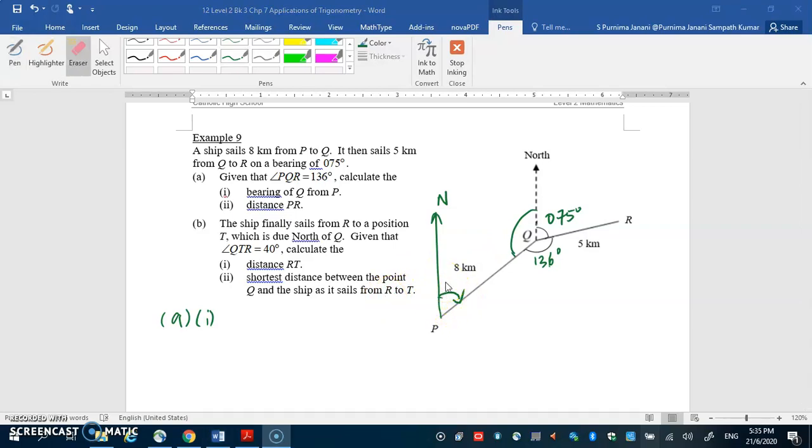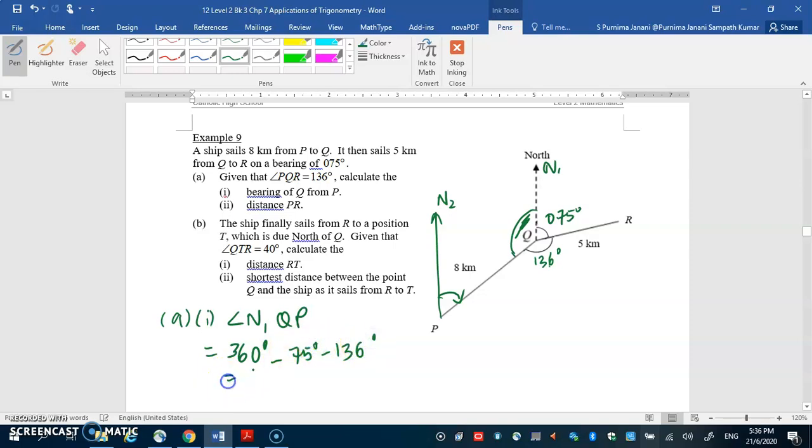So once again, I'm going to call this North 1, and North 2, so it's easy for us to label the angles. N1QP, this angle here, will be 360 minus 75 minus 136. So the answer is 149. And the reason is angles at a point.